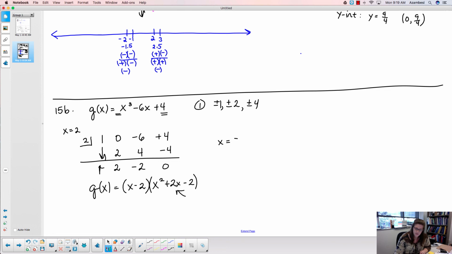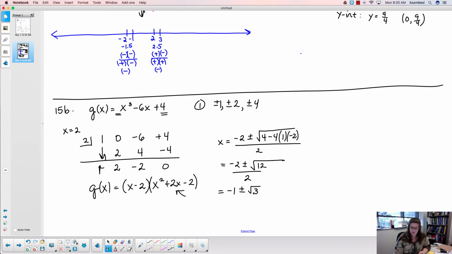x is equal to negative b plus and minus the square root of b squared minus 4 times a times c, all over 2a. So negative 2 plus and minus, inside my square root, I get 4 plus 8 gives me 12, over 2. So I can simplify the square root of 12 into 2 square root of 3. So I'm going to simplify the 2 all the way around. So negative 1 plus and minus the square root of 3 for my zeros.